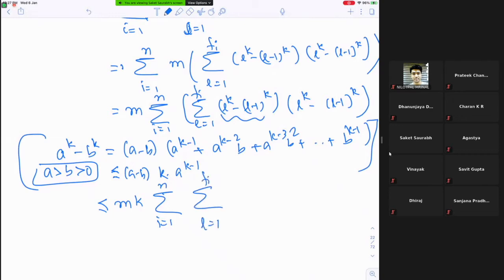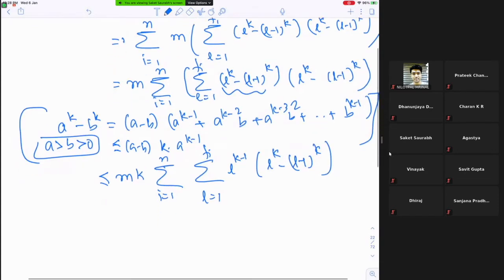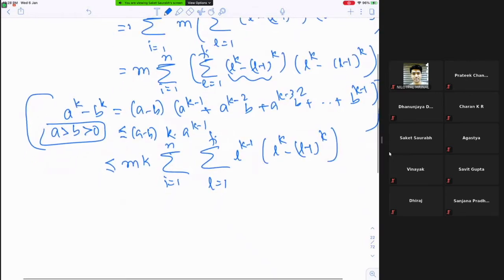So this is the term we have substituted by. What is A minus B? L minus (L minus 1) is 1, so nothing happens. And here it is going to be k times L to the power k minus 1, right? So k is common to everybody, so you take it out. So what you're going to get is L^(k minus 1) times (L^k minus (L minus 1) to the power k). Agreed?